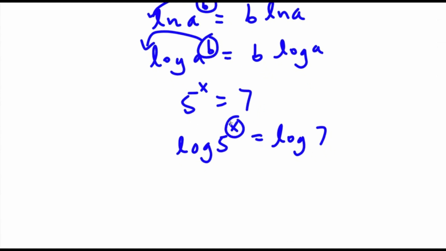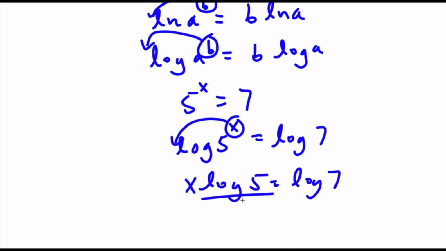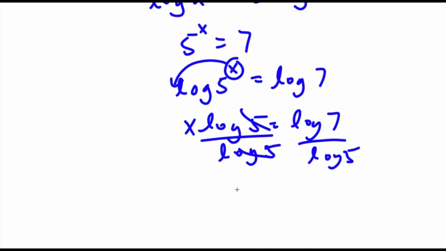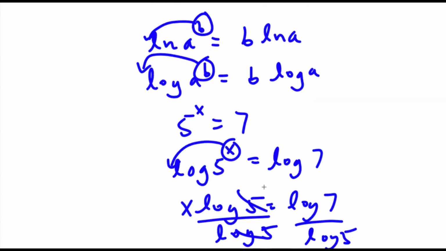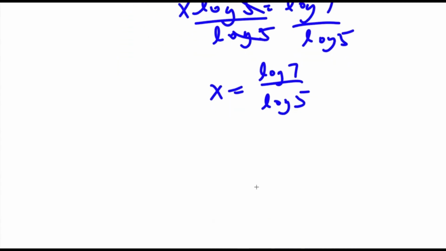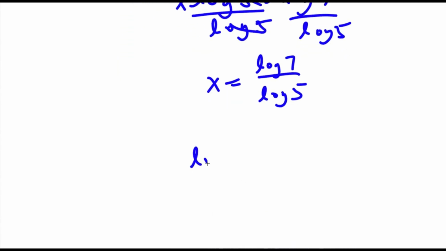now we can move this exponent x to the front, so now I have x times log 5 is equal to log 7, and now I can divide both sides by log 5. These two cancel out, and I'll get x is equal to log 7 over log 5. So that is what is really useful about this property.